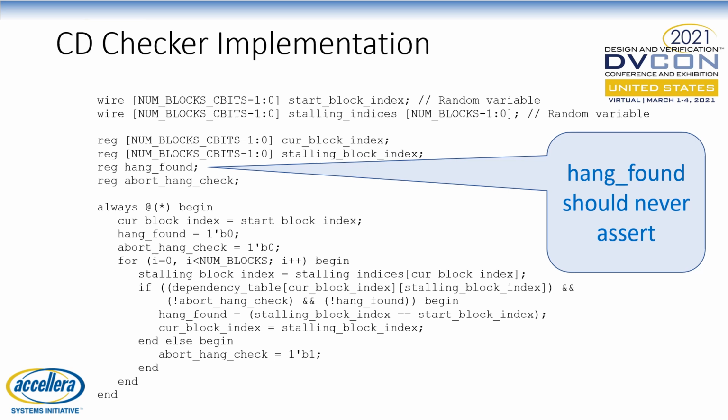The logic of the checker is: we start from any random stall block, make it the current block. In the column of current block, we pick any random entry. This selects the next stalling block. The next stalling block becomes the current block, and the selection of the next block is repeated. This is repeated a maximum of total number of blocks times. This defines a candidate dependency loop.